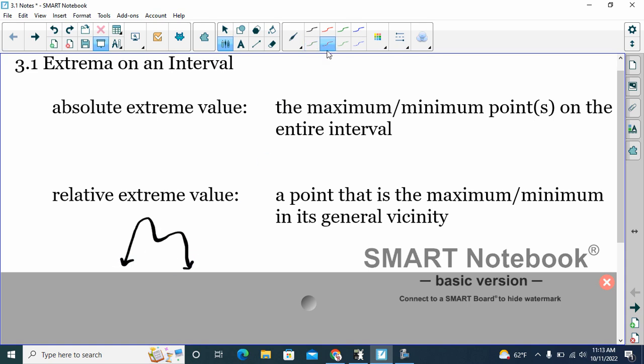I think we can all agree that this is the absolute maximum value. It is the very highest point on the entire graph. This point here is not the highest point on the entire graph, but it is the highest point in its general vicinity. If I move to the left and to the right from that point, it goes down in both directions. So this would be considered a relative maximum value. This point right here is a relative minimum.